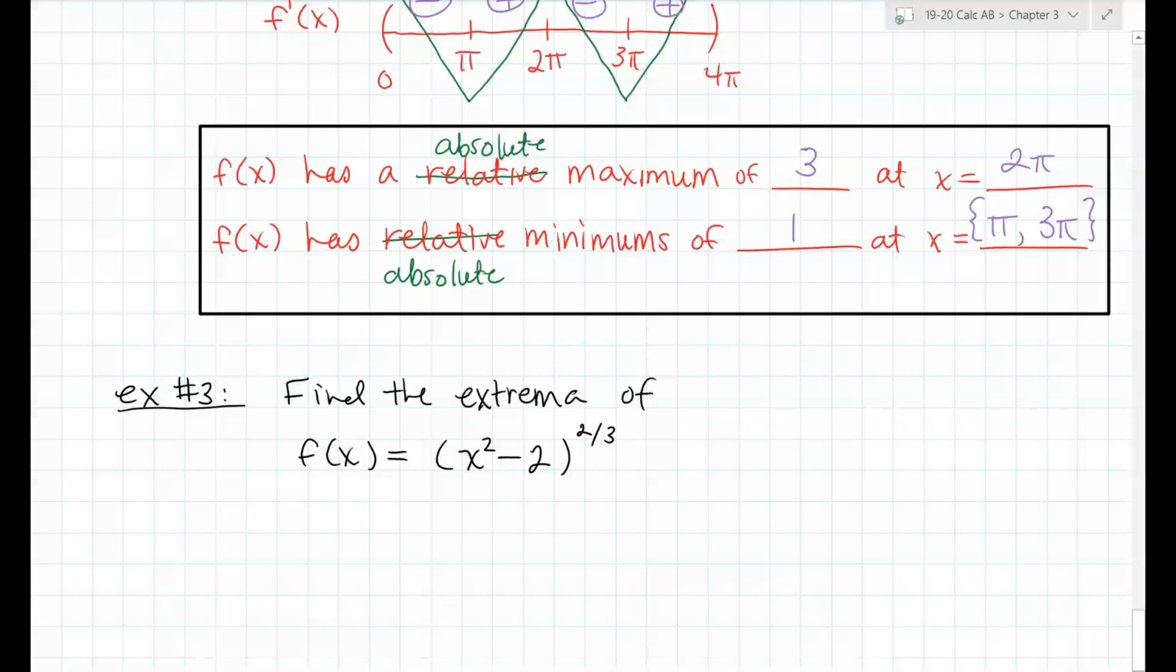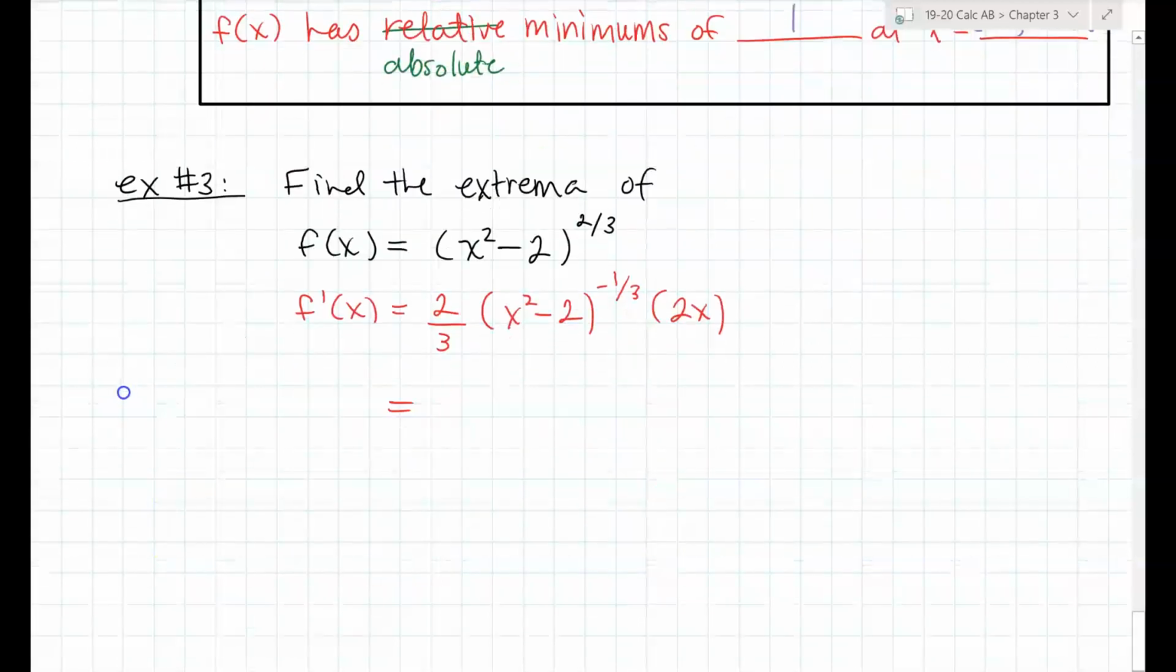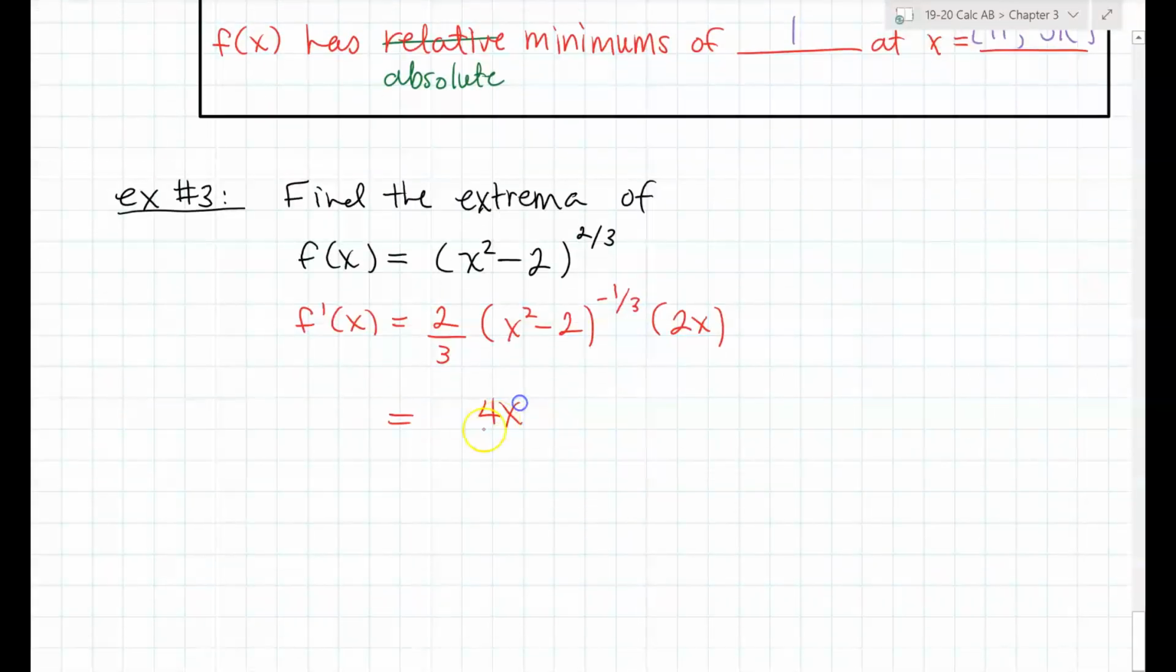Alright, so now that you guys have had a little bit of time, hopefully this is what occurred. So you take your first derivative here. You've got to get your power rule down first, so 2/3 times x squared minus 2 to the negative 1/3. And then the derivative of the inside is a 2x. So if I rewrite this, this will be 4x over 3 times x squared minus 2 to the 1/3.